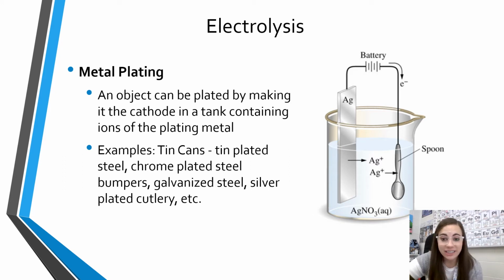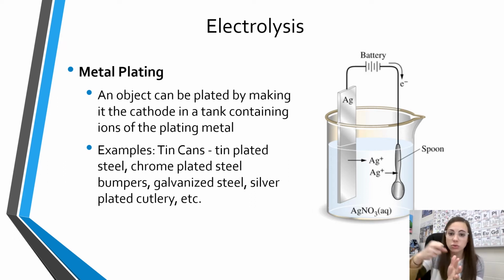Chrome-plated steel for things like bumpers or hubcaps. We have galvanized steel. We have silver-plated cutlery. Lots of different examples of plating a metal onto another object. And again, what that term plating means is that we're taking aqueous ions of it and turning it into solid and coating the outside of the object.